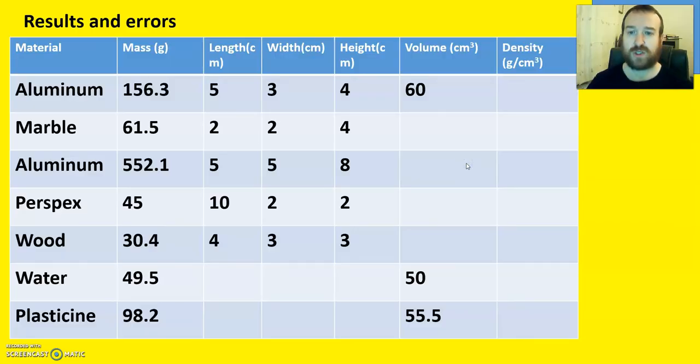Okay, so here is a results table. Now, if you haven't done the experiment, you can use these as your results. Now, I've left a gap for my water and my plasticine because they didn't have a length, width, or height. Okay, now also notice I've got 2 aluminiums. One was the small block of aluminium that was only 60 centimetres cubed, and one was a larger block of aluminium, which was much bigger, but also much more massive.